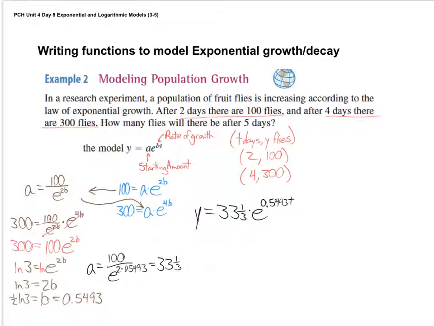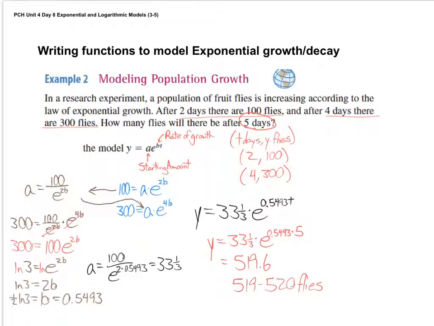And if we're trying to figure out how many flies there were after 5 days, all we have to do is plug in 5 for t. So 33 1/3 times e to the 0.5493 times 5 power. And we get 519.6 and change. So we've got 519 to 520 flies after 5 days. Okay?